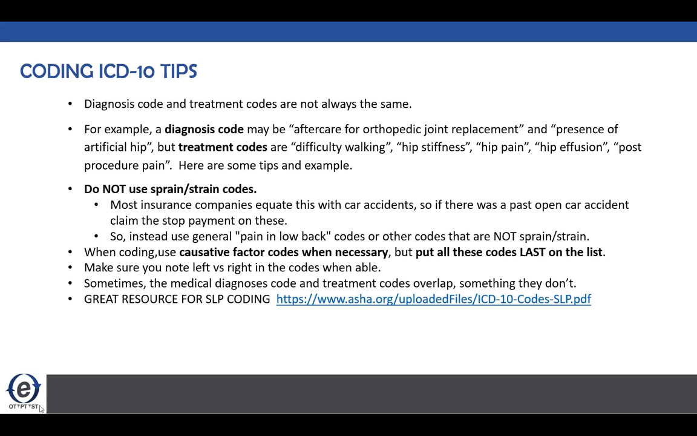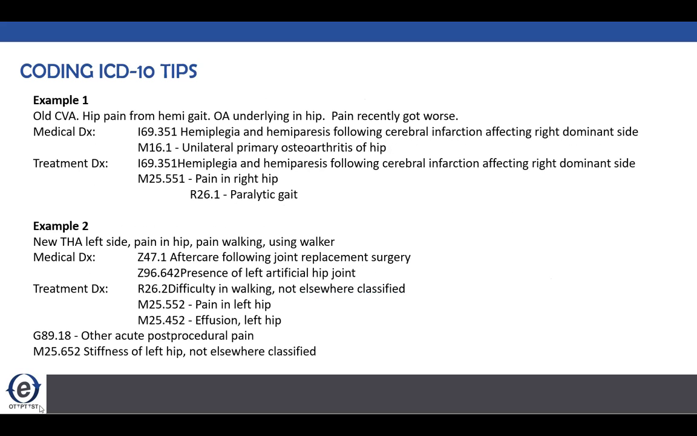Difficulty in ambulation is fine. If it's like a stroke, though, like hemiplegia affecting non-dominant side or post-residual effects of a stroke, that kind of stuff. Pain of left hip, pain of right hip is fine. But sprain strain codes are actually considered like accidents, which tries to say that it should be third party, like a car insurance, so try not to use that. If you're doing something that's left and right, please use left and right.